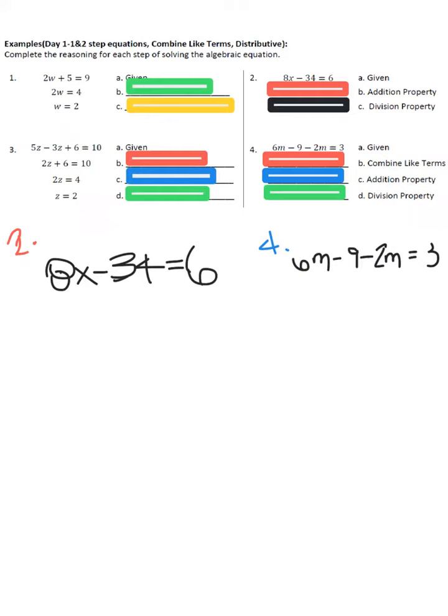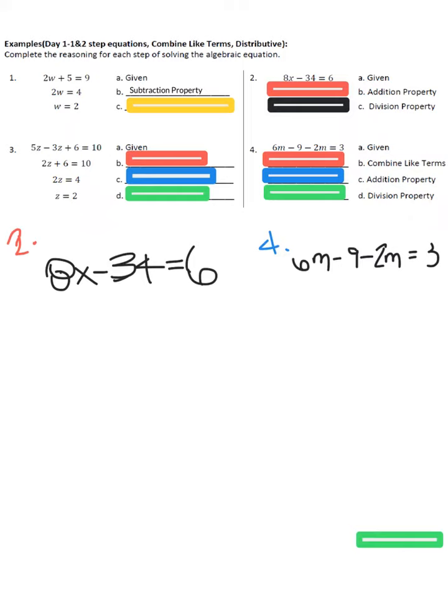So how did we get 2w equals 4? What did we do? What did we get rid of? Hopefully you see that we got rid of that plus 5, right? And how do we get rid of that plus 5? Hopefully you're saying by subtracting it. So that would be the subtraction property.